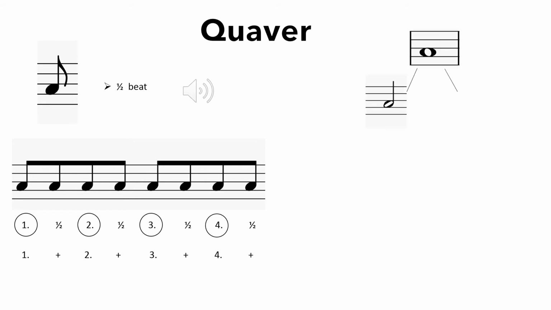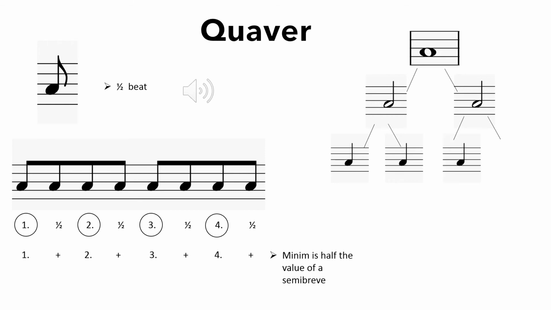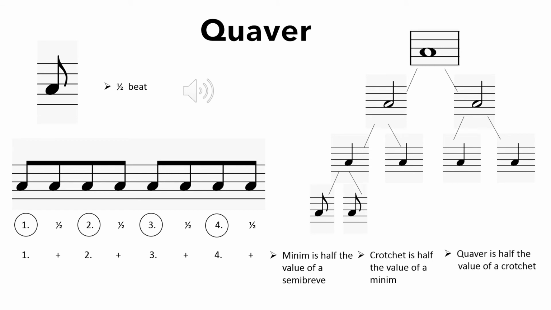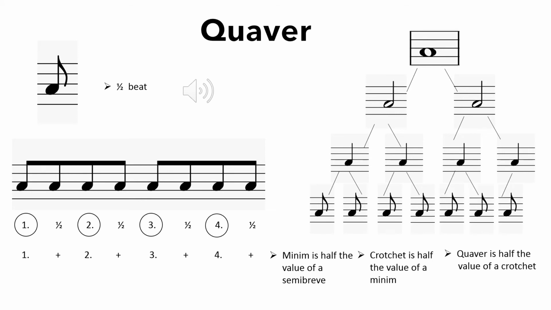So, we know a minim is half the value of a semibreve, a crotchet is half the value of a minim, a quaver is half the value of a crotchet. So this means that 2 quavers would make up a crotchet, 4 quavers would make up a minim, and 8 quavers would make up a semibreve.